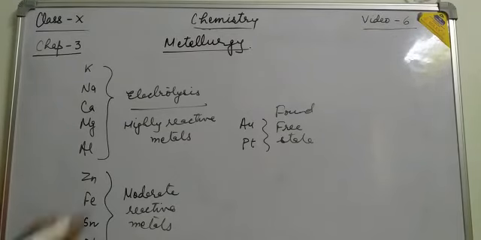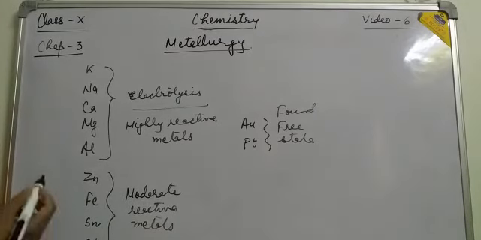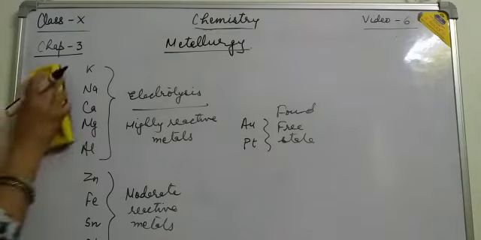We can use electrolysis for highly reactive metals. For moderately reactive metals, there are various metallurgical processes like calcination, roasting, reduction, purification, etc. So let's start the metallurgical process.